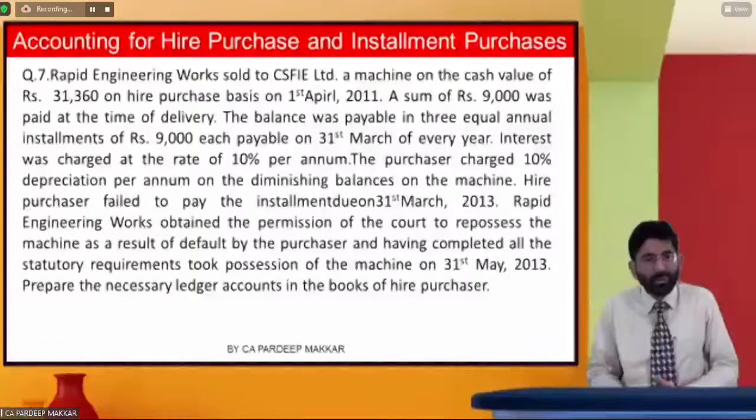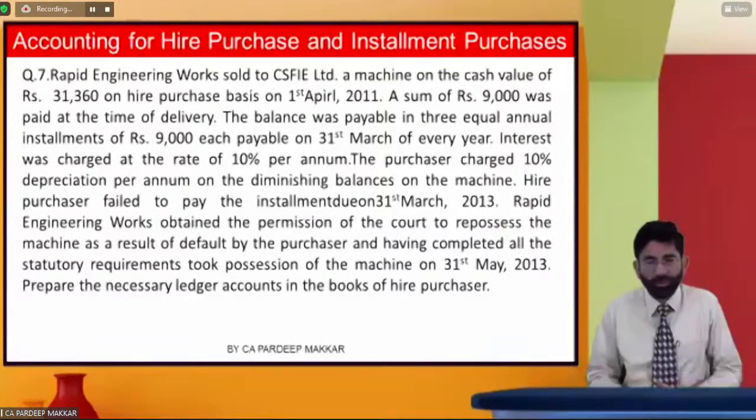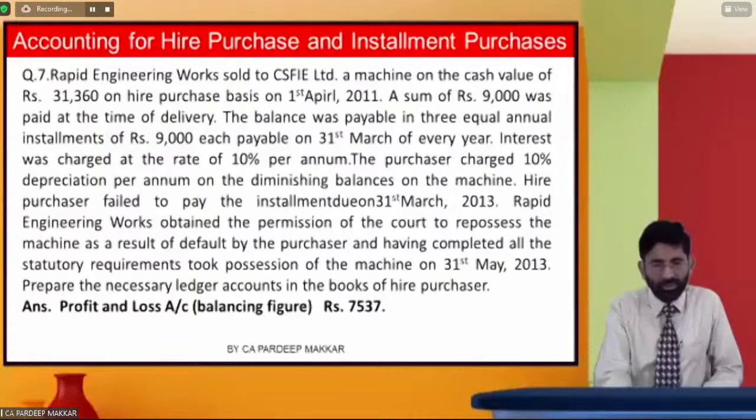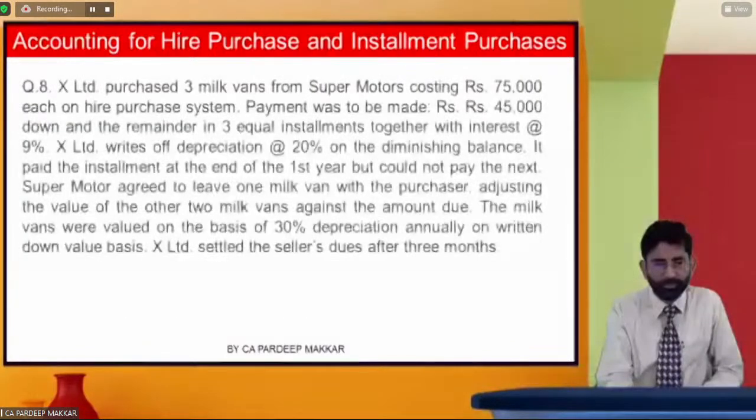Like this is a good question. Take a screenshot of it. You may do it. If you have any problem, we will discuss it in the next lecture. Its answer is also given to you, 7537. You may solve it and check it out. If there is any problem, I would like to help you. Another question.